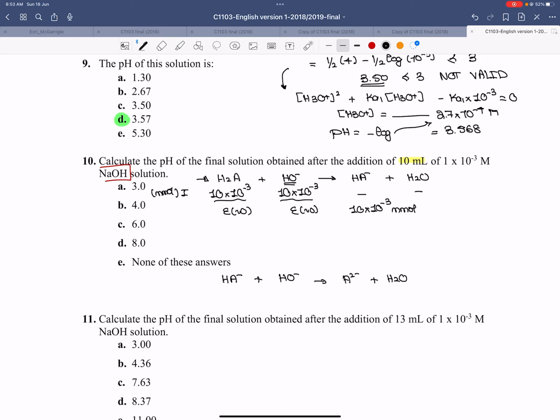Because all I have in my solution is this species, which is what I call an amphoteric species because it can act as both a base and an acid, nothing else. Everything else can be neglected. I can simply say that the pH, again, go back to your validity, is equal to pKa1 plus pKa2, which is half of 4 plus 8, 6.